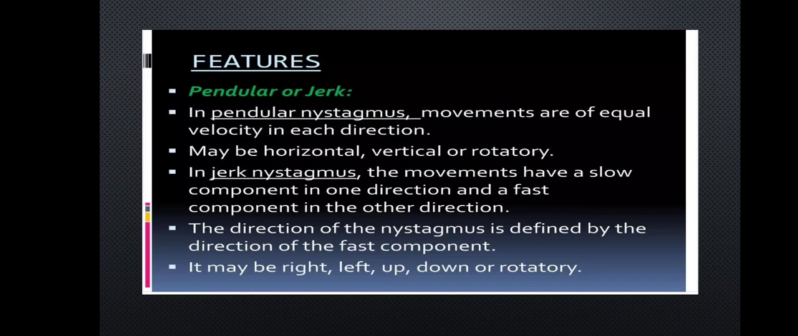The features of pendular or jerk nystagmus: in pendular nystagmus, the movements are of equal velocity in each direction. It may be horizontal, vertical or rotatory. In jerk nystagmus, the movements have a slow component in one direction and a fast component in the other direction. The direction of the nystagmus is defined by the direction of the fast component. It may be right, left, up, down or rotatory.